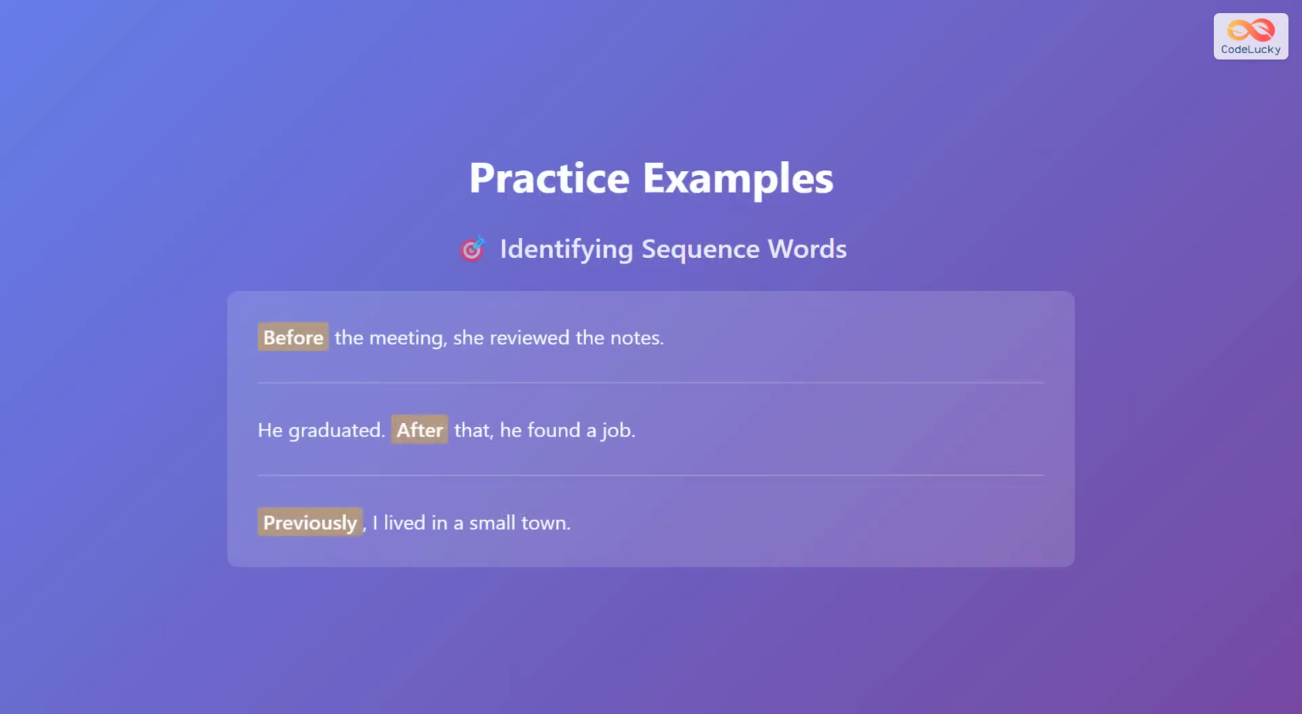Now let's practice with some real examples. First example, before the meeting, she reviewed the notes. This shows that reviewing notes happened before the meeting. Second example, he graduated. After that, he found a job. This shows that finding a job happened after graduation. Third example, previously I lived in a small town. This tells us about a past situation. By practicing with these examples, you can start using sequence words naturally.